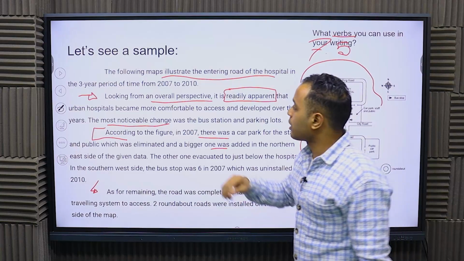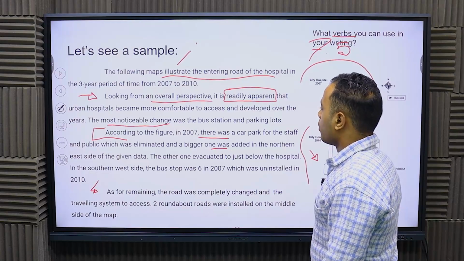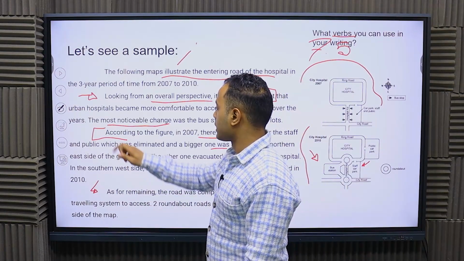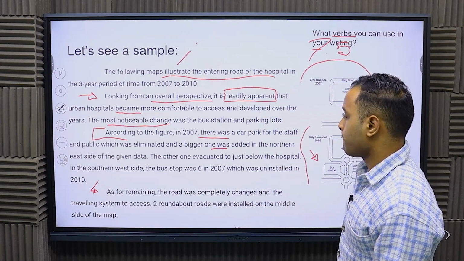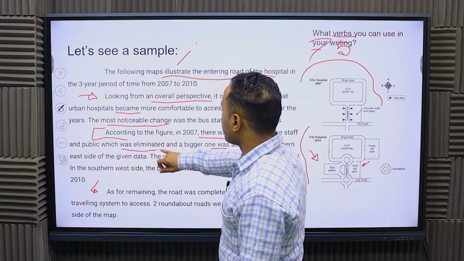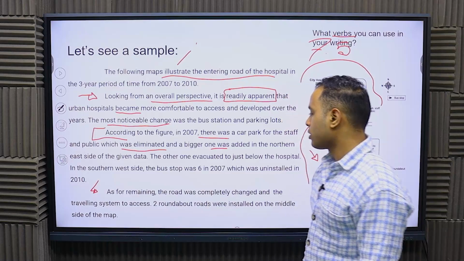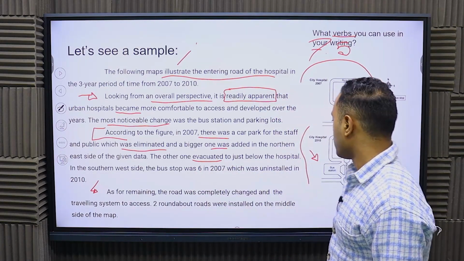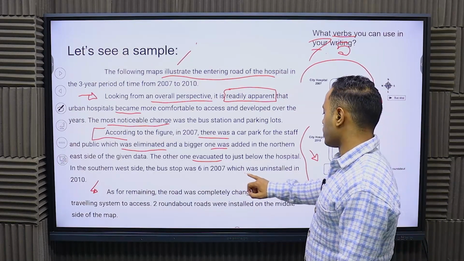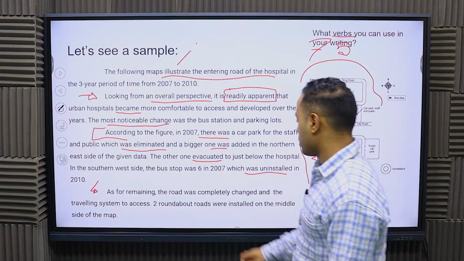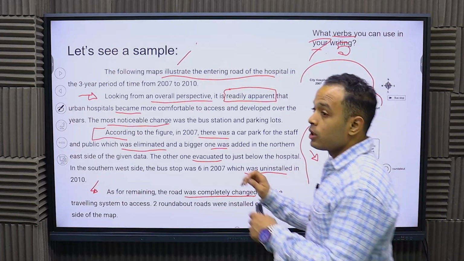Yes, let's highlight them together. I would say illustrate. What else? Yes, you can say became. Yes, eliminated, even though that's in the passive. Evacuated, but evacuated is going to be a verb that has been used. Yes. What else? Was uninstalled. Okay. And was completely changed. Alright, so we have these verbs, which are simple verbs.